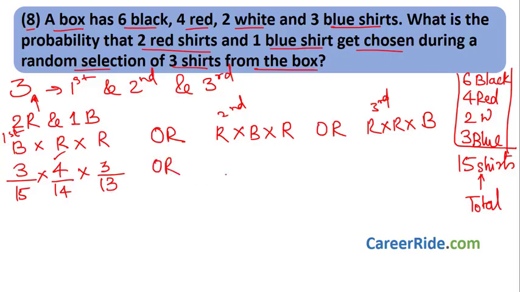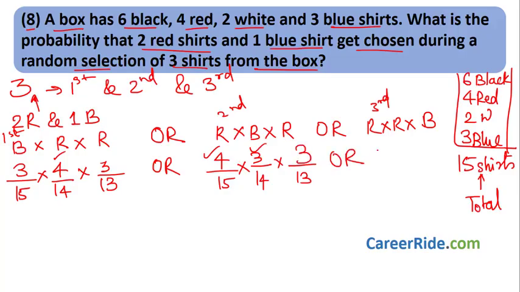Or what can I do? I can have red shirt first, 4 possibilities divided by 15. I can have blue shirts second, 3 blue and 14 shirts remaining because I have already chosen one shirt over here, multiplied by 13 shirts remaining because 2 have already been chosen. Now again I want red shirt, already one red has been chosen, 4 minus 1, 3 remain.